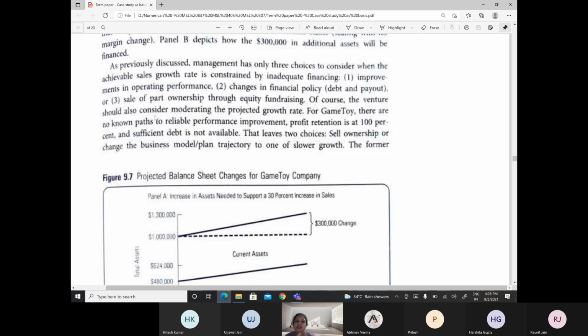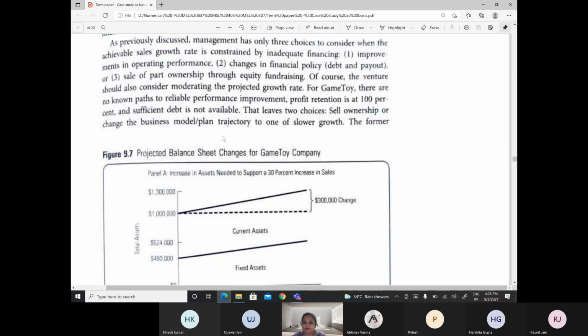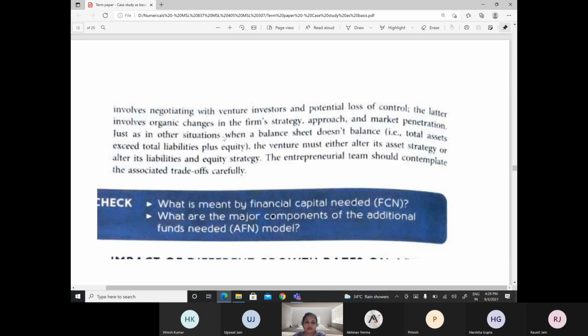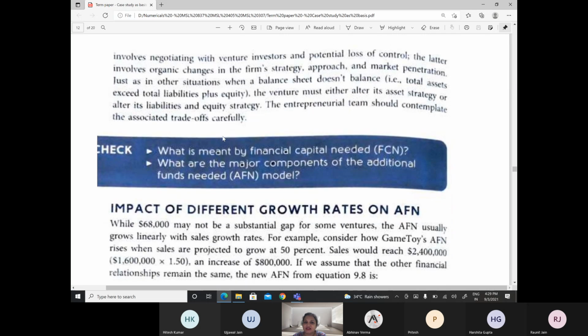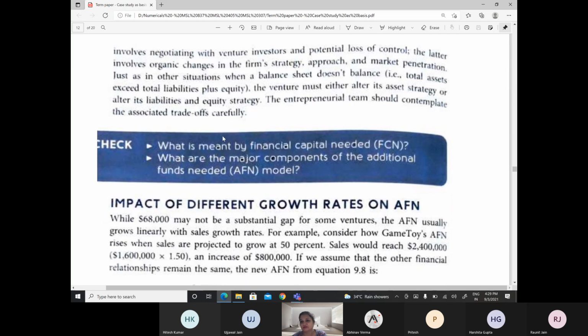For Game Toy, there are no known paths to reliable performance improvement. Profit retention is at 100% already. Sufficient debt is not available. That leaves only 2 choices. Either you sell ownership or you change the business model or plan trajectory to one of slower growth. The former involves negotiating with venture investors and potential loss of control. The latter involves organic changes in the firm's strategy, approach, and market penetration.